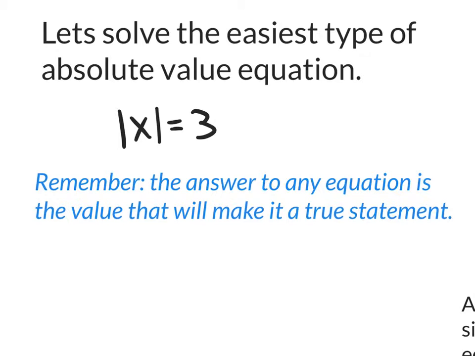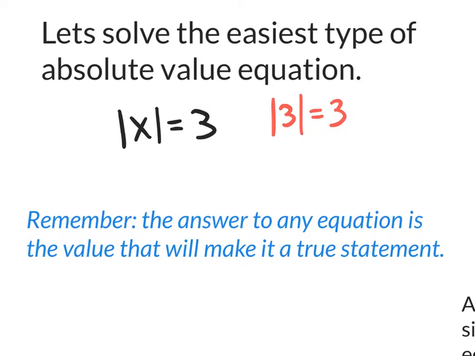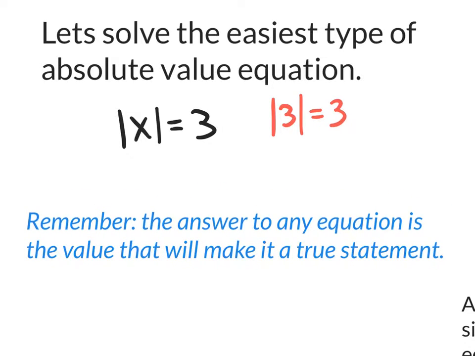Okay, so let me delete this one. Let's go back to this absolute value equation, the easiest type there is. What value could I plug in right here that gives me the answer 3? It could be 3. The absolute value of 3 is 3, correct? So one answer to this absolute value equation is x equals 3. But is that the only answer? x equals negative 3 is also true, because the absolute value of negative 3 is also 3.